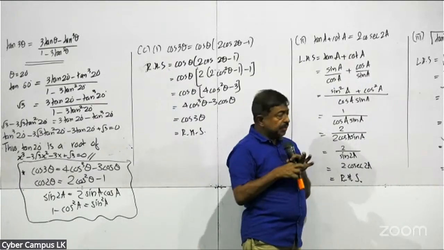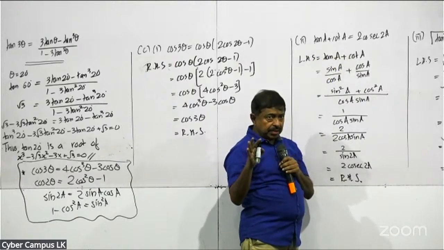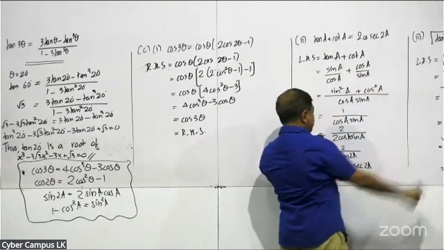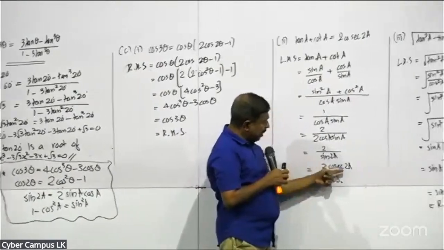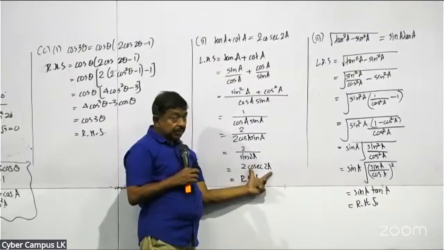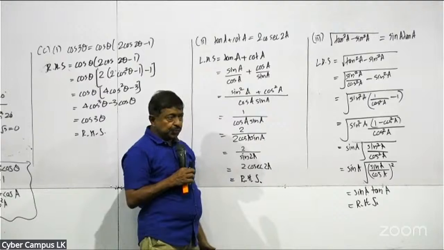Why? On this side, all angles are equal to A. In the right-hand side, what you have is 2A. If you want to obtain this, we don't have a formula for cosec 2A. But we have formulas for sine 2A and cosine 2A, and sometimes, of course, tan 2A.